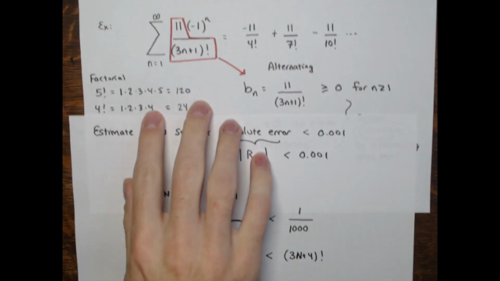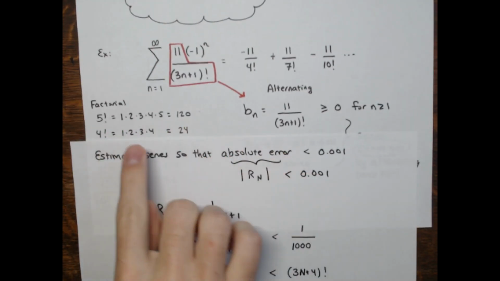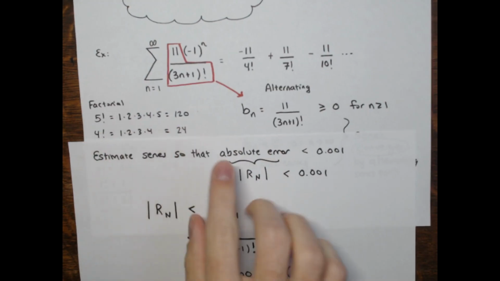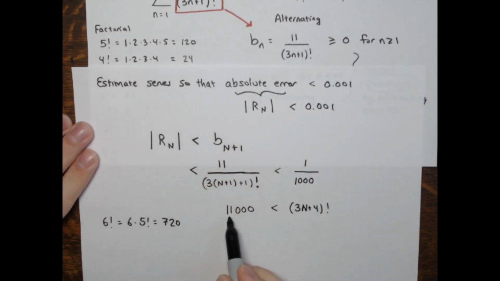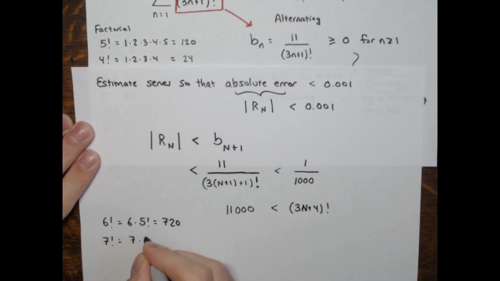All right, so I went through some factorials earlier. 5 factorial is 120. 6 factorial is 6 times 5 factorial, so that'd be 720, 6 times 120, not bigger than 11,000. So I'm just looking for what factorial would be greater than 11,000. 7 factorial, that's 7 times 6 factorial, just the previous thing times 7, which would be 5040, not bigger than 11,000.